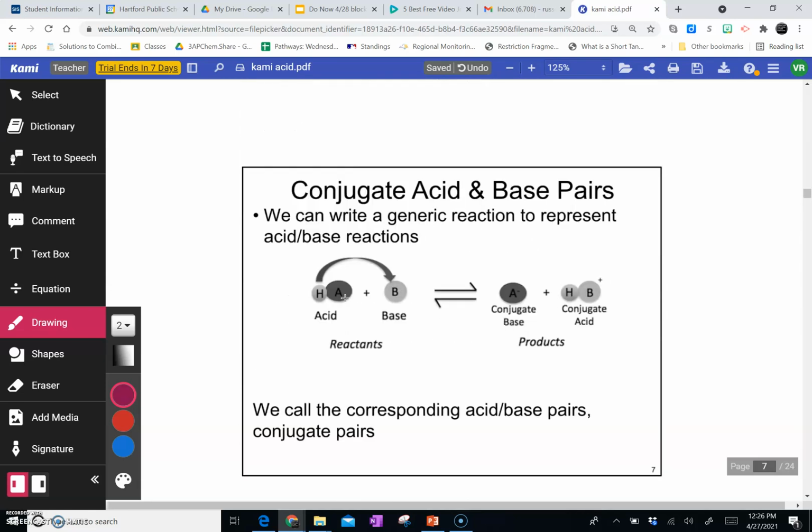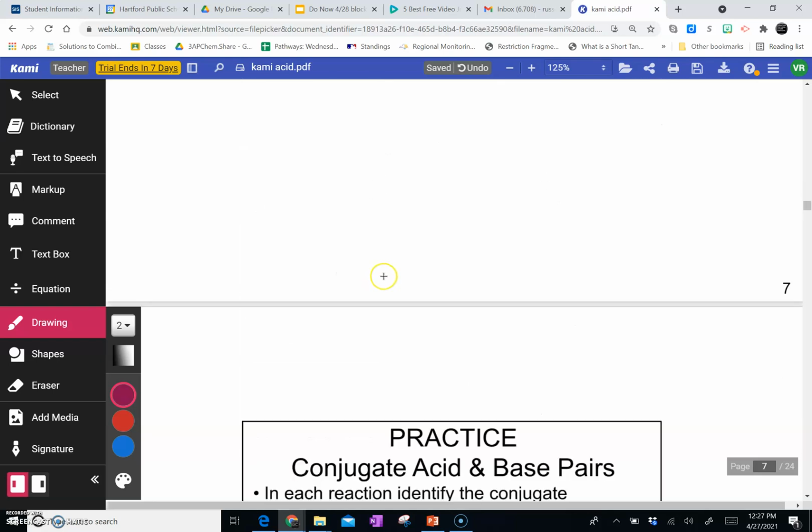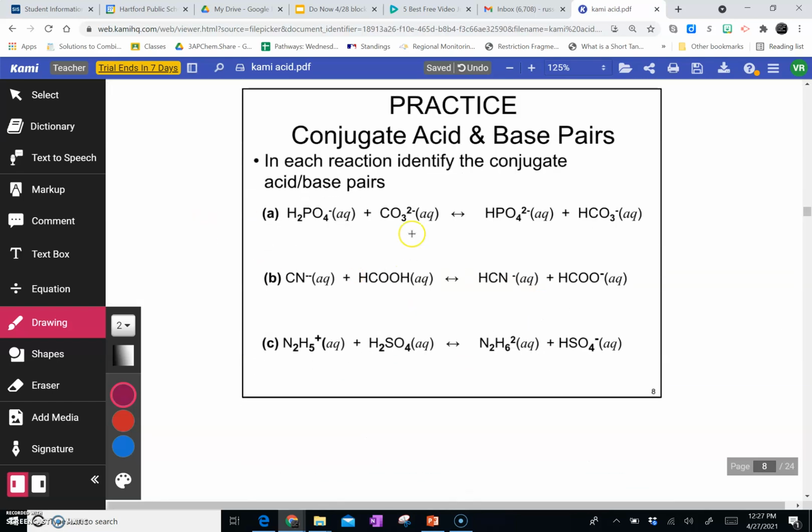So we're now going to practice identifying conjugate acid and conjugate base pairs. And there was actually a question on the AP exam that was like this. So we're going to practice that now. What I would like you to do is pause the video and try to identify the acid and base in the reactants and then its conjugate acid or base.